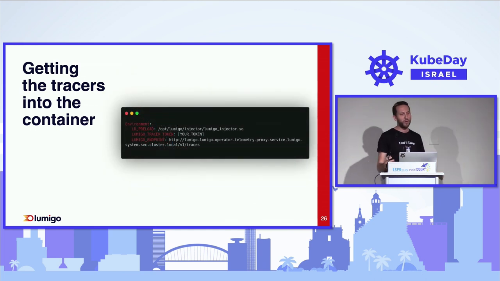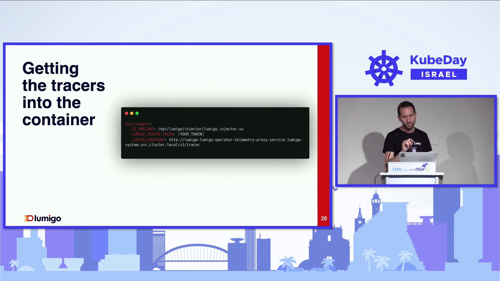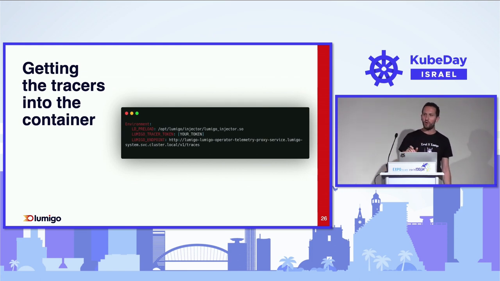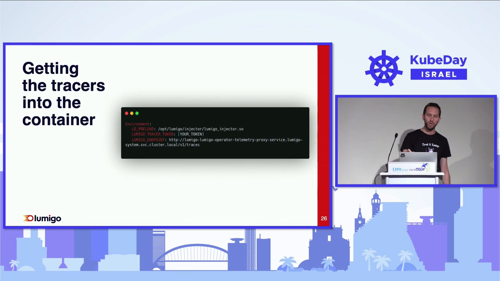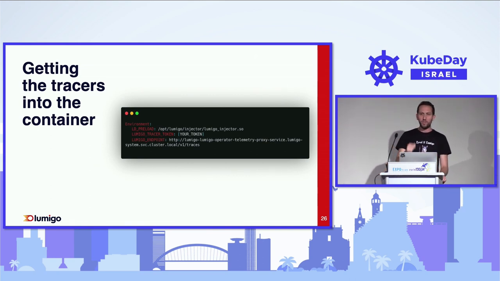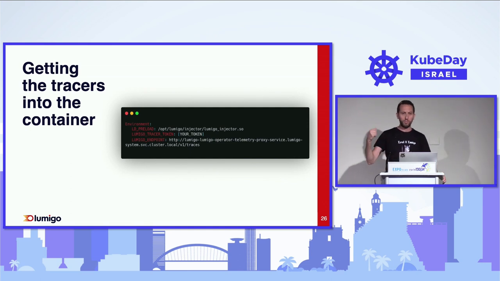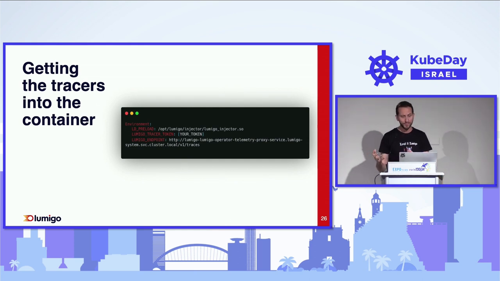And lastly, we add three environment variables. The first one is the LD_PRELOAD envar with a path to the Lumigo injector file, which we also copy into the ephemeral volume, and we'll get to that later in this talk. We have the Lumigo tracer token, which is just the means of authentication to the Lumigo backend, and we have the Lumigo endpoint, which is an endpoint to a service in the operator for an OTLP collector that receives, processes, and exports the trace data to the Lumigo backend.